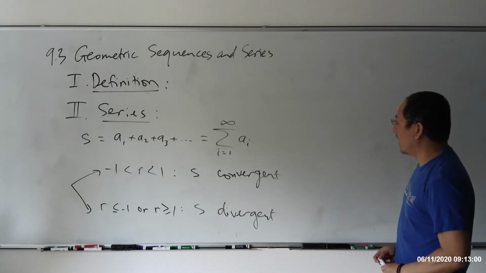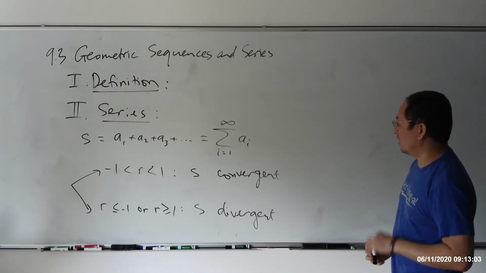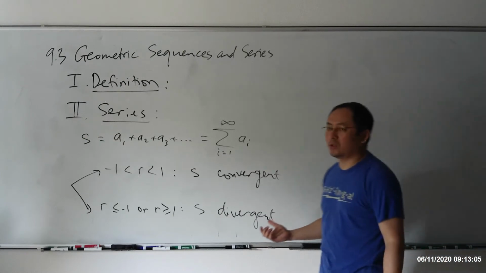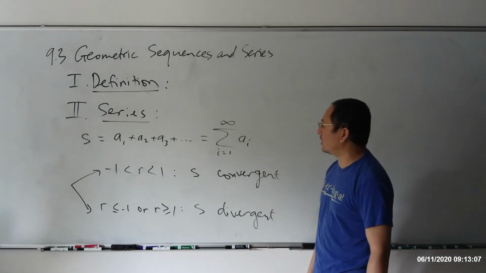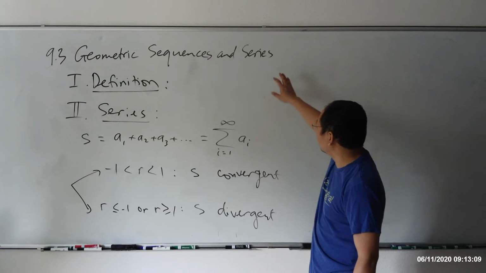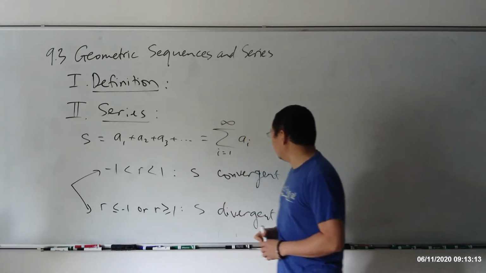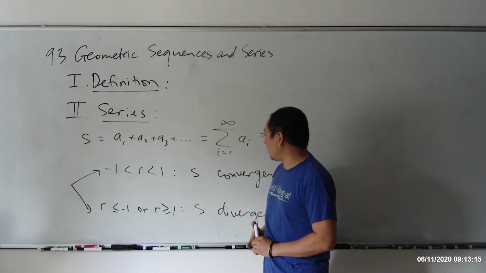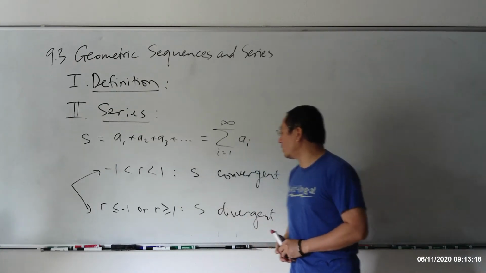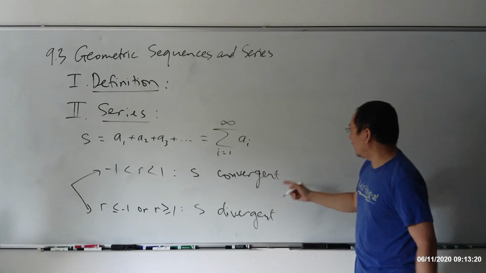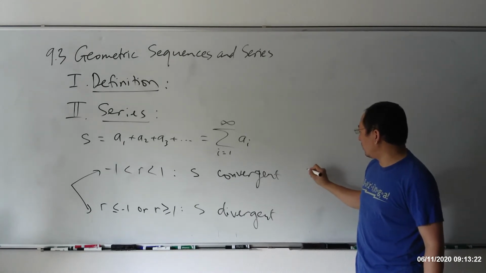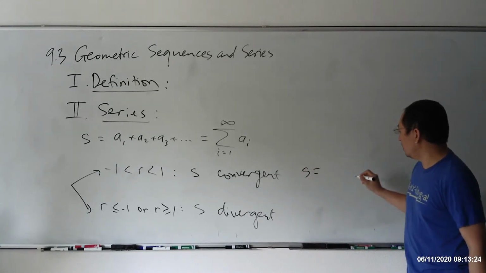All right. That is about the series. And now, by looking at one thing, the common ratio R, you can quickly determine whether the series is divergent or convergent. And the next question is, what if I want to calculate the total, the sum, if it's convergent? Let me just give you the sum right here. S is equal to what?